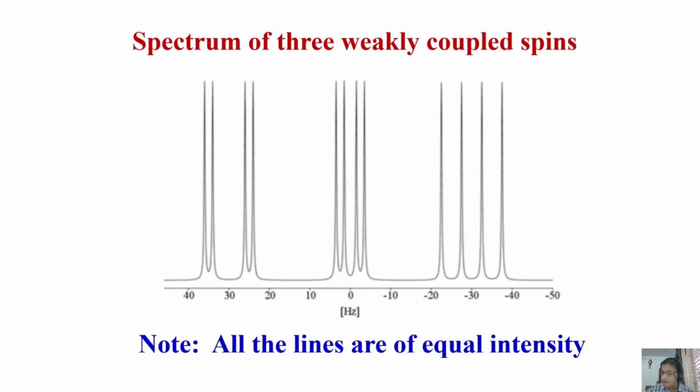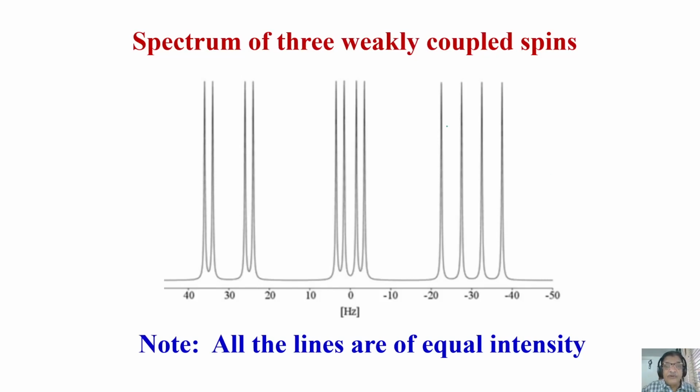And this is the typical example of an AMX spectrum, where 4 transitions are there for A, 4 for M, and 4 for X. Labeling A, M, and X is my convention. The way I want, I can call this A, this M, this X, or whatever. That is the way I define. The way of labeling is my choice.